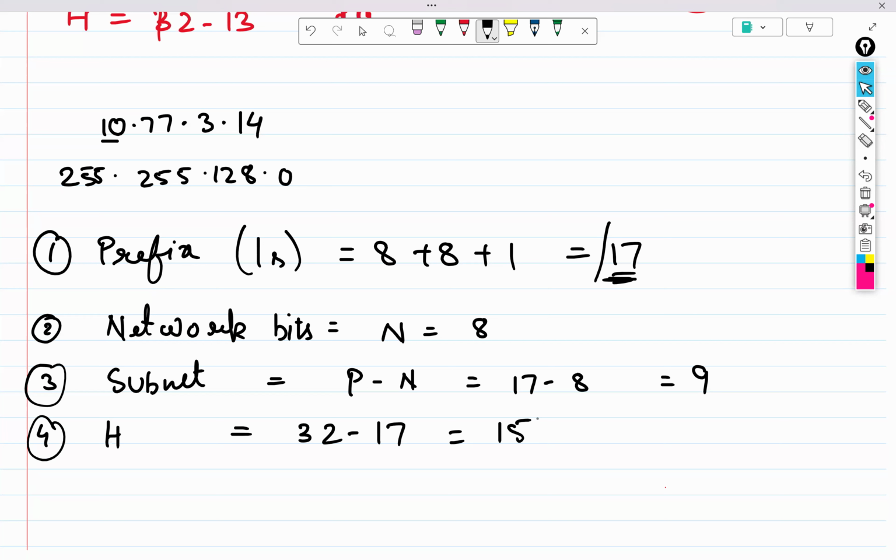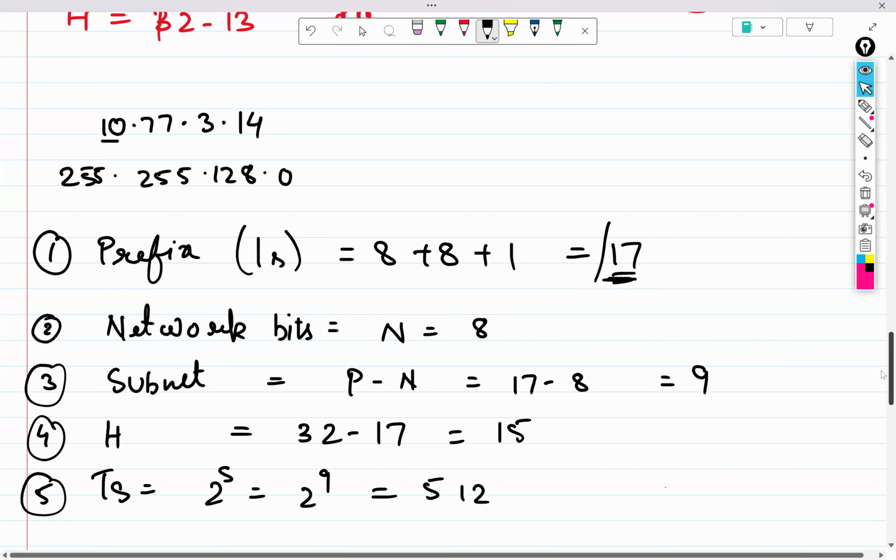Okay, we have 15 host bits. Seven plus five, yeah, 15 host bits. Now, fifth, the total number of subnets is basically 2 power s, that is 2 power 9, which gives us 512 subnets.